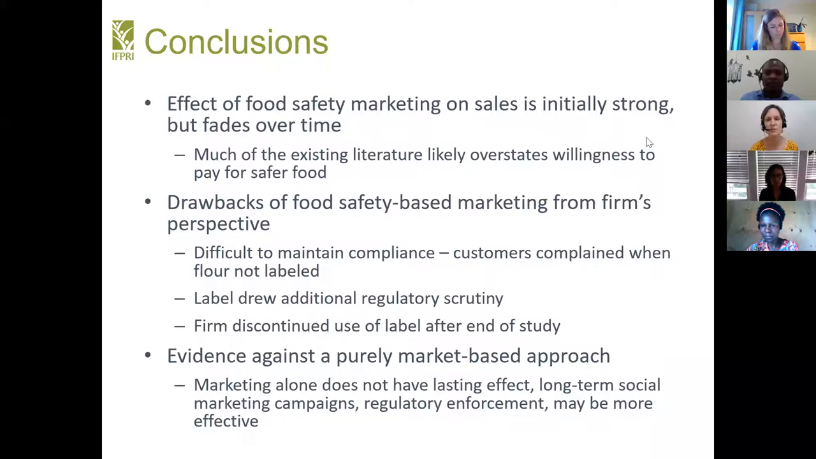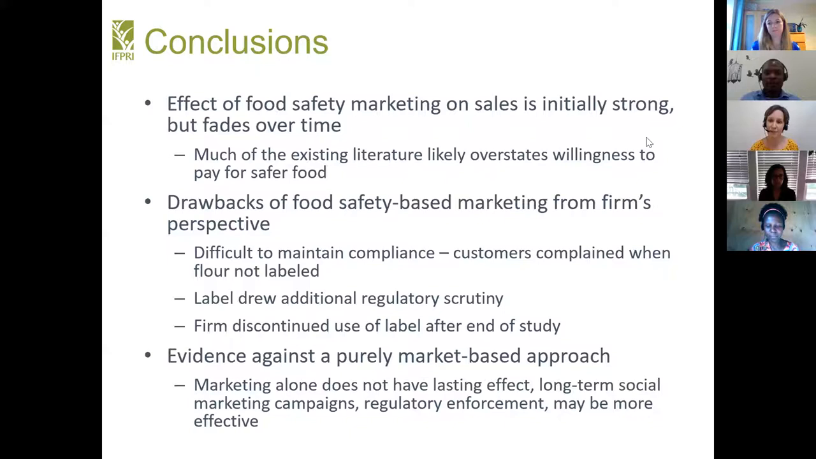If you don't continuously press consumers with this message, and even if you do, over time, it's just not the most important thing on their minds. We also saw in the study some drawbacks of food safety-based marketing from the firm's perspective. First of all, it was difficult to maintain compliance continuously. So the firm's customers, the wholesalers, complained when they couldn't get the labeled maize anymore, when they had to take the label off because they weren't compliant that week.